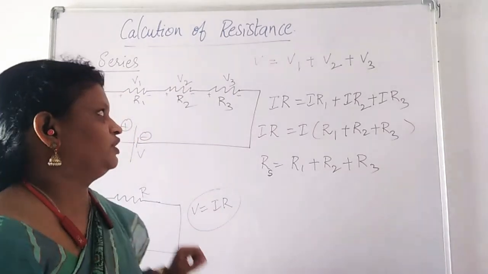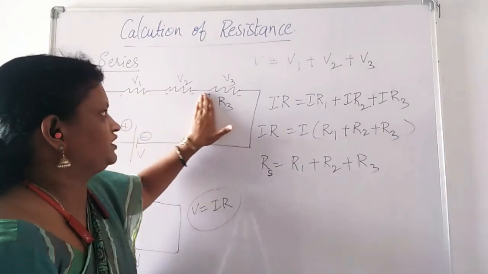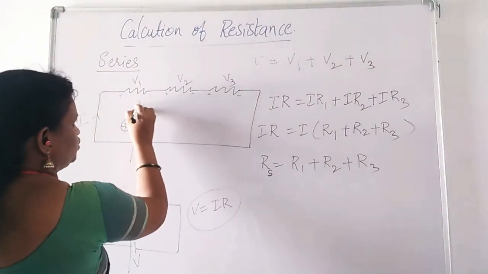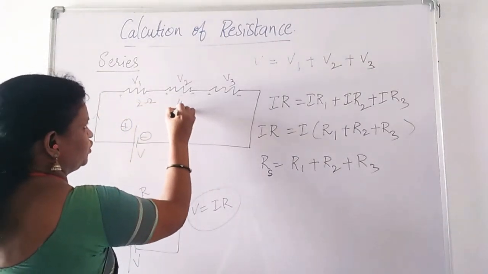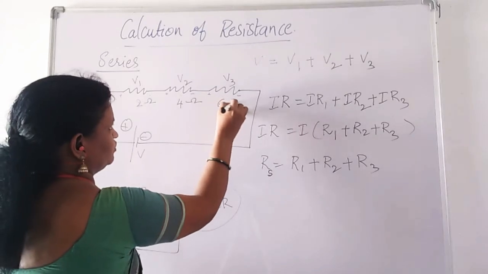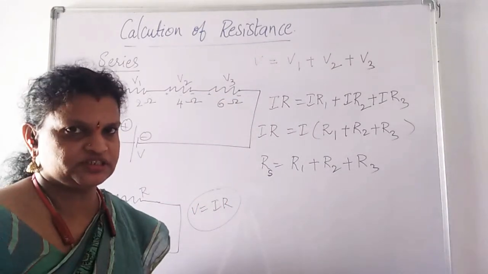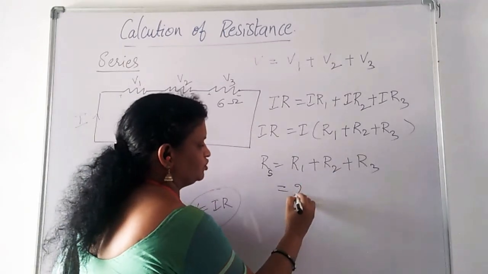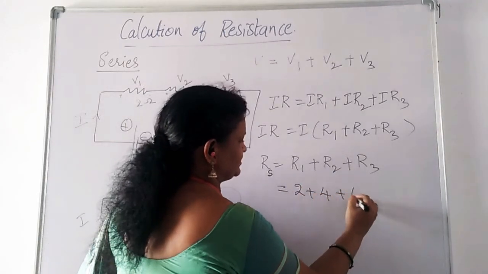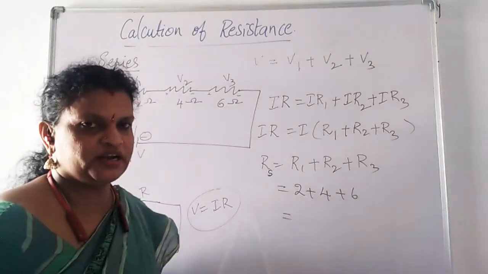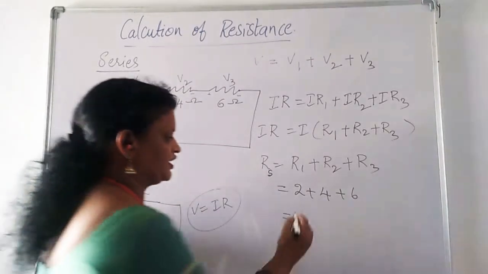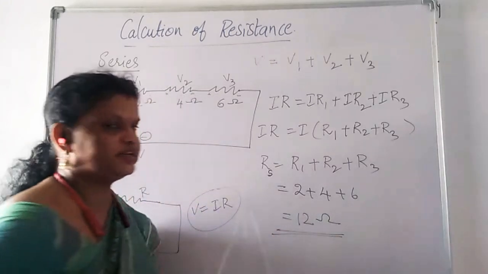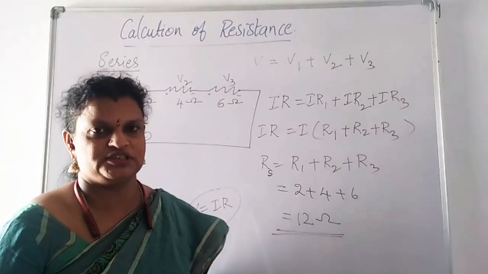Now, for example, I'll take the resistances of the three resistors as 2 ohms, 4 ohms, and 6 ohms. What is the effective resistance? Directly we can add all the resistance values: 2 plus 4 plus 6. 2 plus 4 is 6, 6 plus 6 again is 12 ohms. So 12 ohms is the effective resistance of these three resistors.